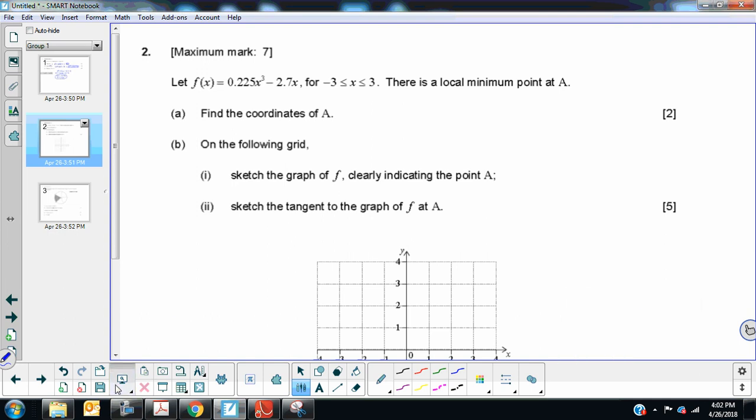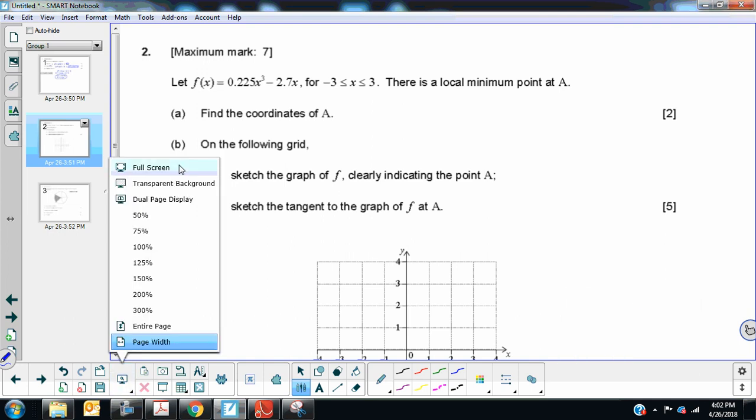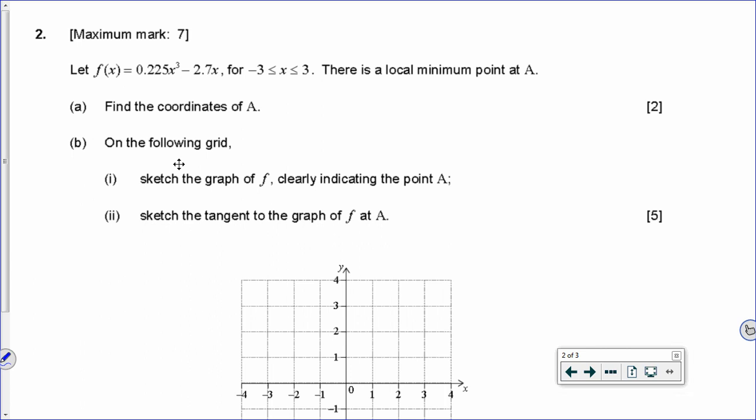In this video, I'm going to go over question 2 from the IB Math SL exam paper 2. So this is the calculator paper. Here we're given a function f of x on the window -3 to 3 and asked to find the coordinates of A, which is a local minimum point.